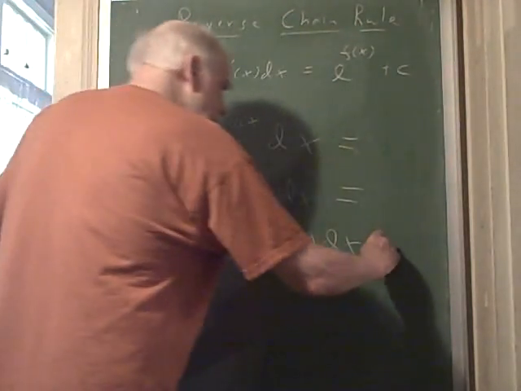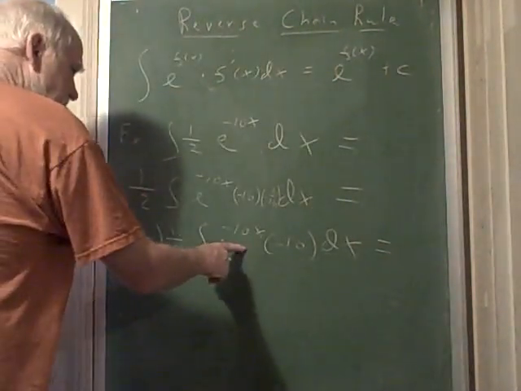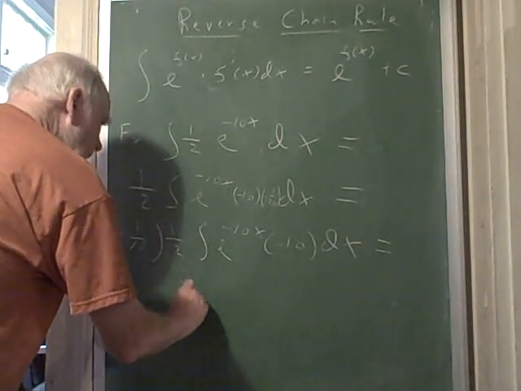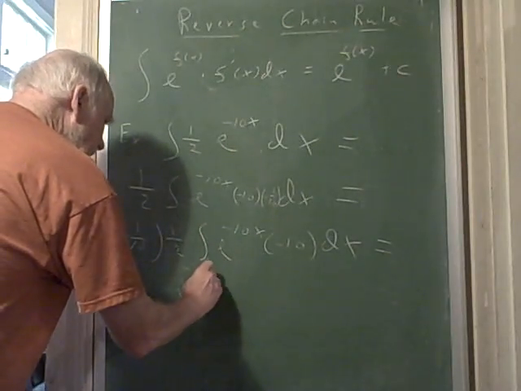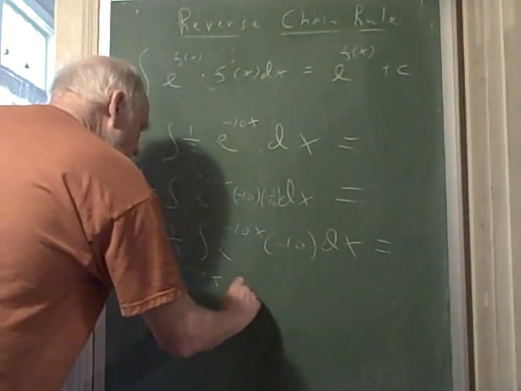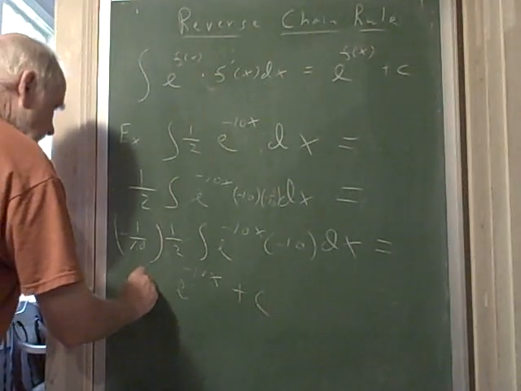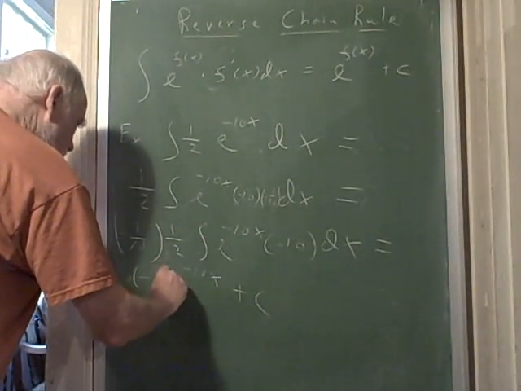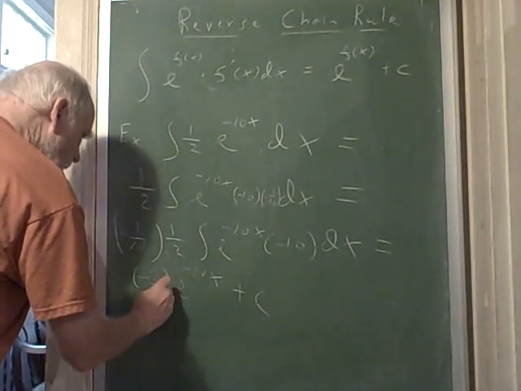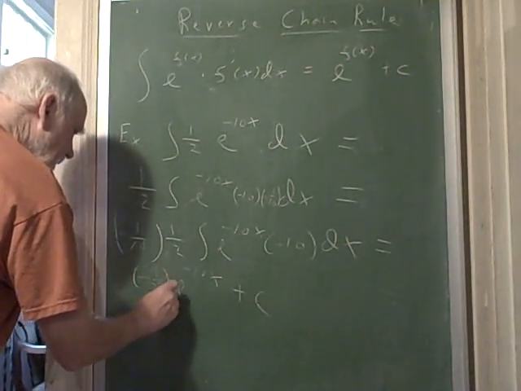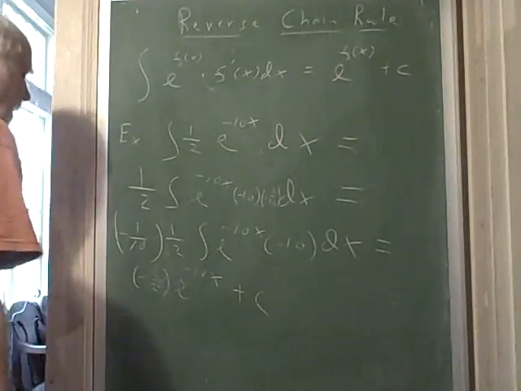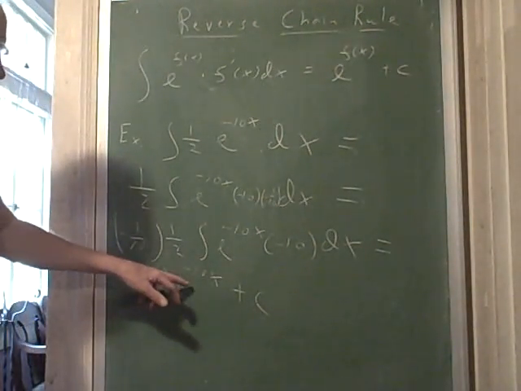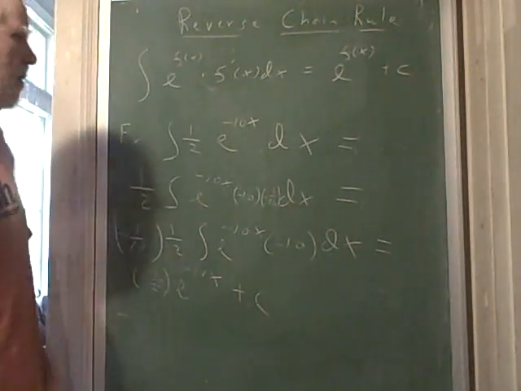And so my final answer, of course, is this is just going to go to e to the negative 10x plus a constant, but then, of course, this stays, and we'll put negative 1/20. I hope you can read that. Negative 1/20. It's hard to write on this board. It's funny, isn't it? There's negative 1/20. So our final answer is negative 1/20 e to the negative 10x plus constant.